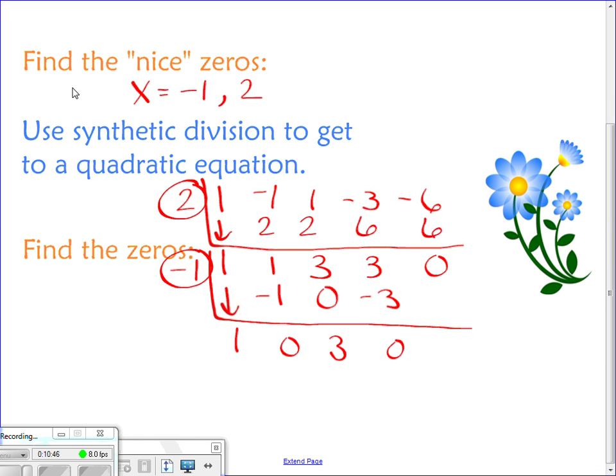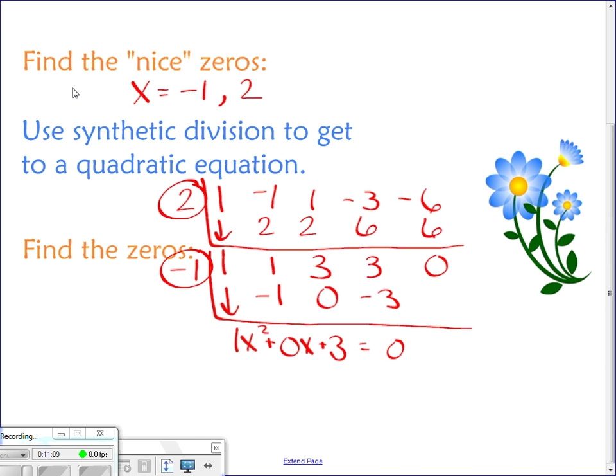Yes. We started with x to the 4th. We did synthetic once, gave me x cubed. Synthetic again, gave me x squared. So x squared plus 0x plus 3 equals 0. Close.